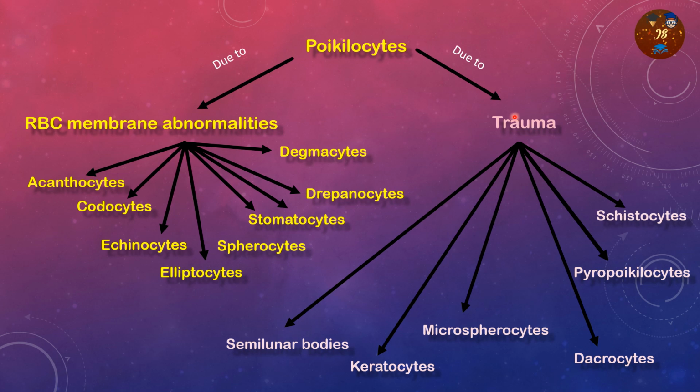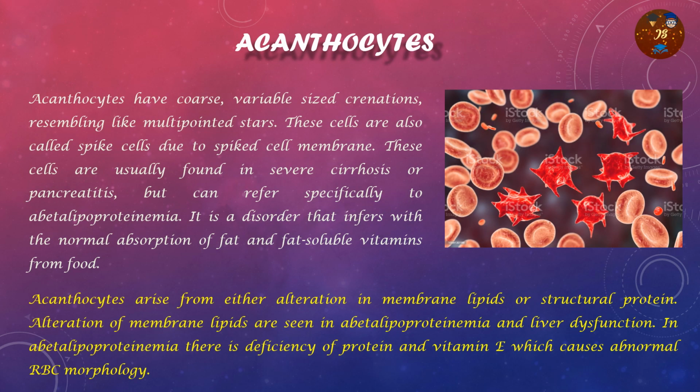There is another cause of the appearance of poikilocytes, that is trauma, and those cells are called semilunar bodies, then keratocytes, microspherocytes, dacrocytes, pyropoikilocytes, and cystocytes. So these are the variations of poikilocytes that appear due to several reasons, some due to trauma and some due to RBC membrane abnormalities. First of all, we will study those poikilocytes which appear due to membrane abnormalities.